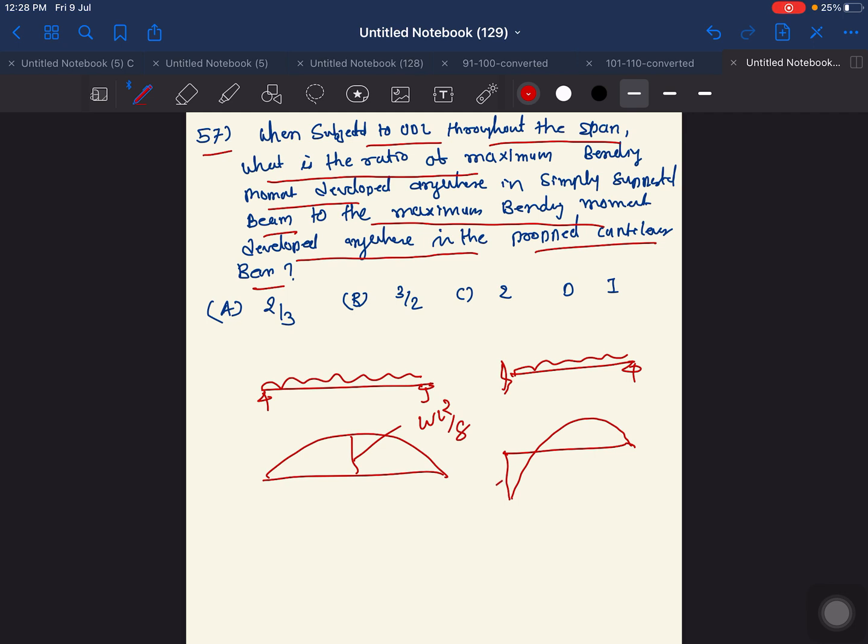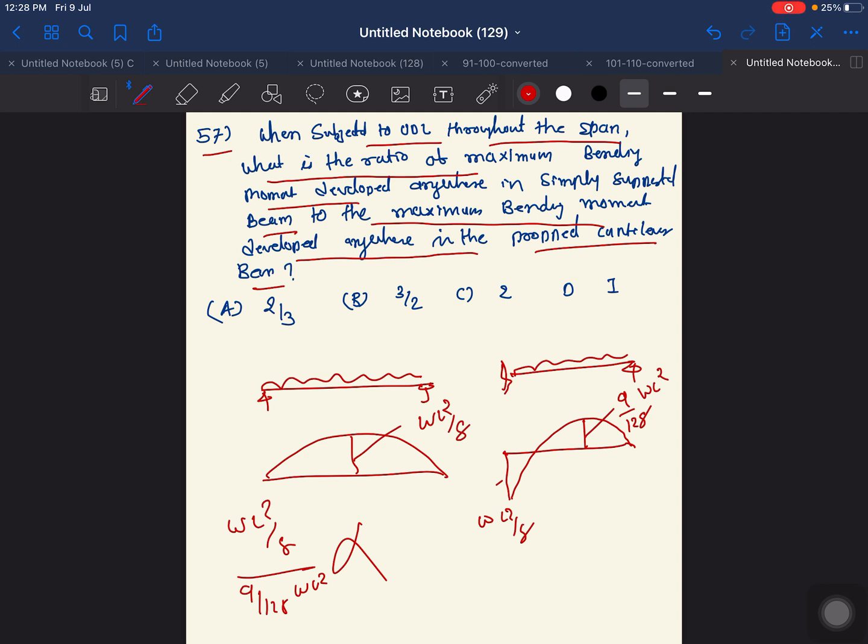So the value of this is WL square by 8. Clear? And the maximum bending moment at this location is equal to 9 divided by 128 WL square. Many people have made the mistake of taking WL square by 8 divided by 9 by 128 WL square. So this is wrong. What you have to do?